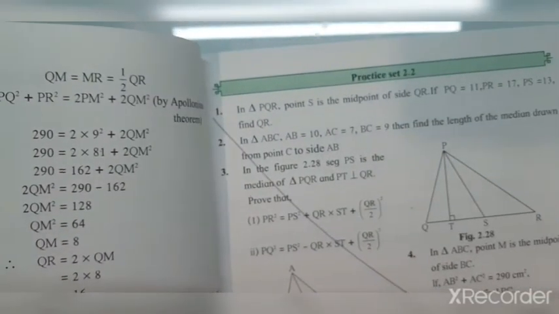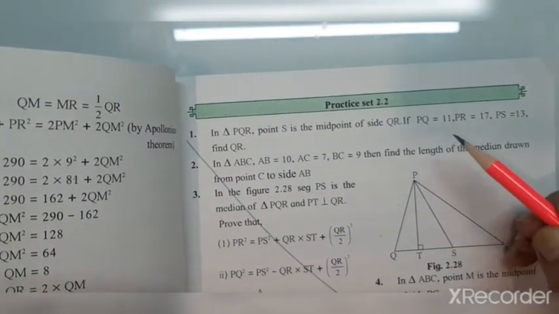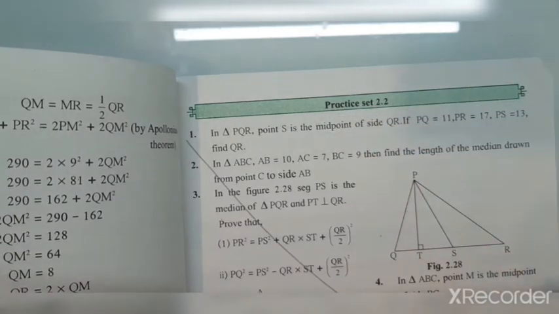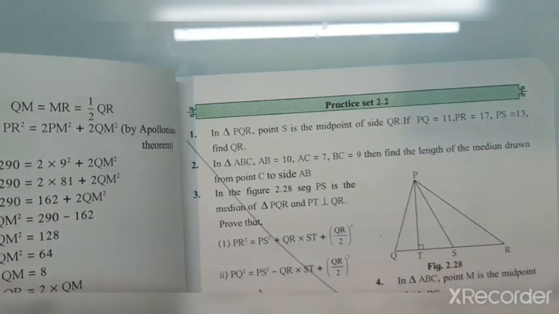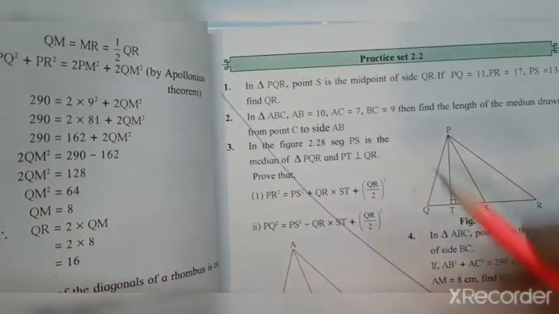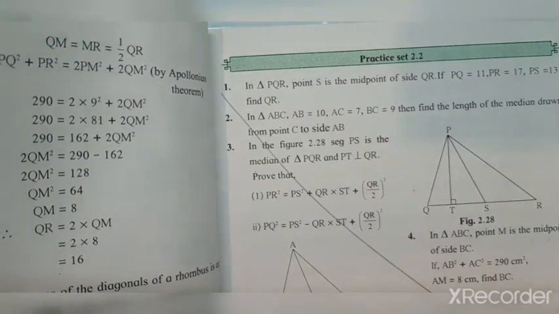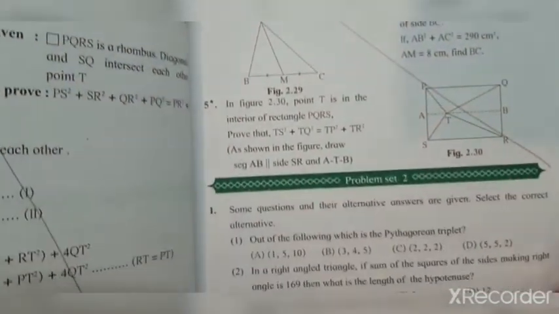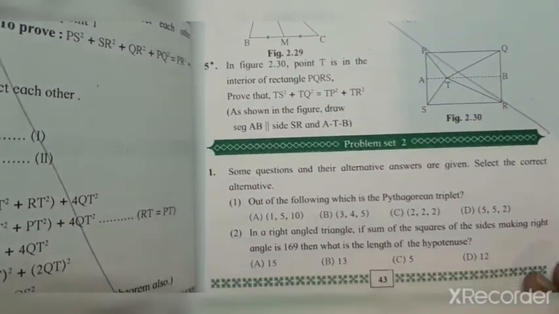Now page number 43, practice set 2.2. The entire practice set 2.2 is omitted. So on page number 43, only the practice set 2.2 you will omit. Problem set questions are there, so you will not cancel those.